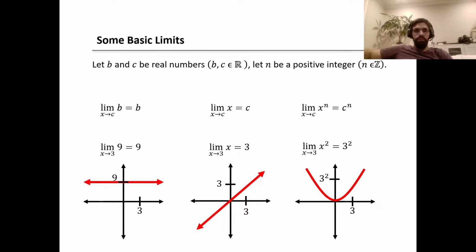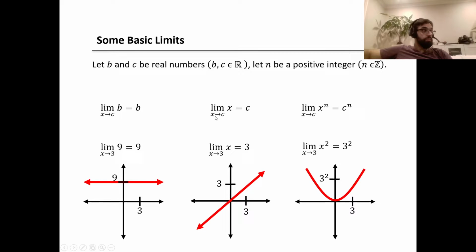So first, a couple basic rules with limits. If we let b and c be real numbers and n be some positive integer, we can have these three rules right here. The limit as x approaches some number c of a constant b is equal to b. So for example, the limit as x approaches 3 of 9, 9 is the function. If we graph the function 9, or y equals 9, it's just a flat line. So anywhere on this flat line, as x approaches anything, in this case 3, the limit is going to be 9, because all the y values are 9.